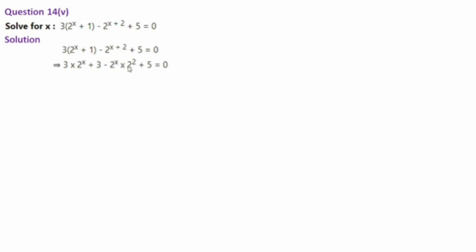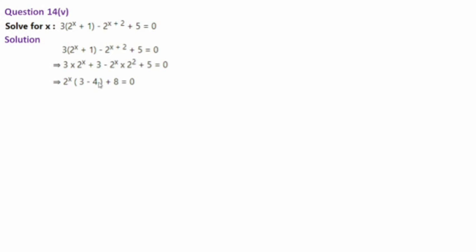2 to the power x into 2 to the power 2. Okay, because when you multiply these two, you get ultimately 2 to the power x plus 2 only. So plus 5 is there, so this is equal to 0. Now see here carefully. Now we have 2 to the power x here, here also we have 2 to the power x. So if I take 2 to the power x common, so from here we have 3, right? And from this part, how much is there? So minus is there, and 2 square is how much?